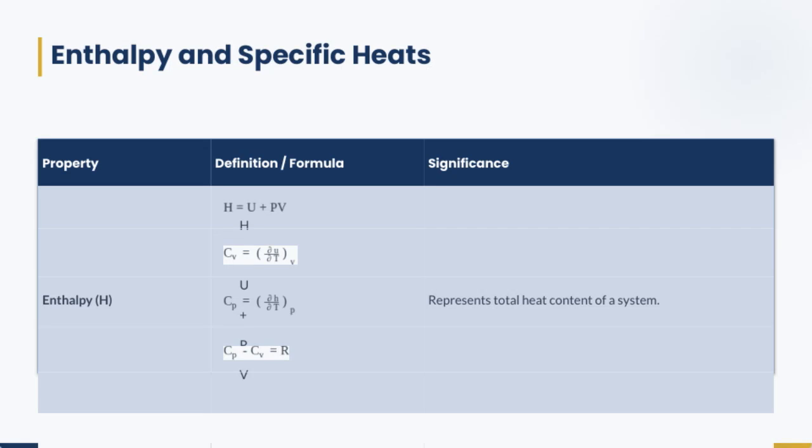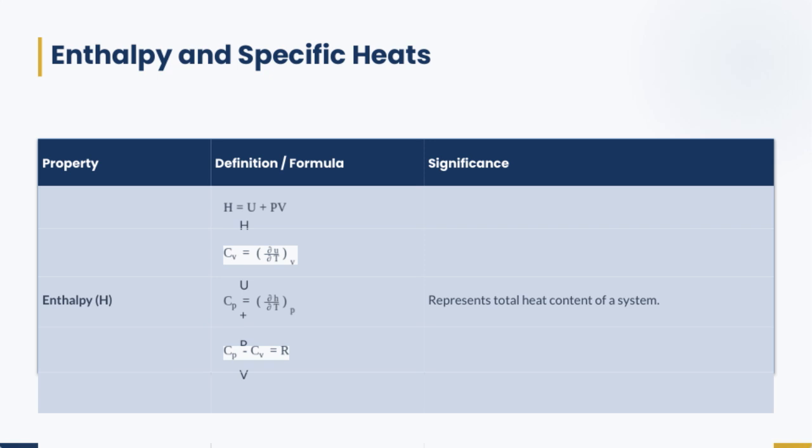Now let's take a closer look at enthalpy and specific heats. Starting with enthalpy, symbolized as H, which is equal to the internal energy, U, plus the pressure, P, times the volume, V. Essentially, enthalpy represents the total heat content of a system, giving us a good measure of the energy stored in the system that can be used for work or transferred as heat.